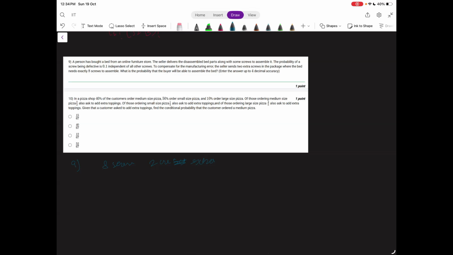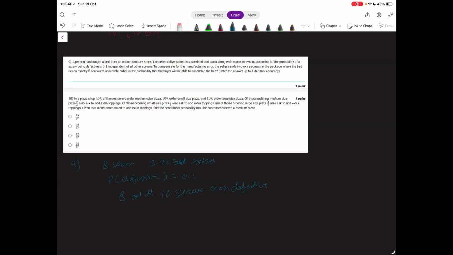Each screw is defective with probability 0.1. What is the probability that the buyer can assemble? The buyer can assemble the bed if at least 8 out of 10 screws are non-defective. So we want 8 out of 10 screws non-defective. There is no compromise.